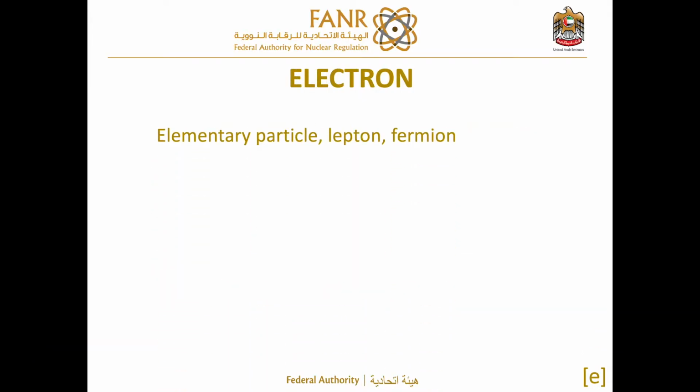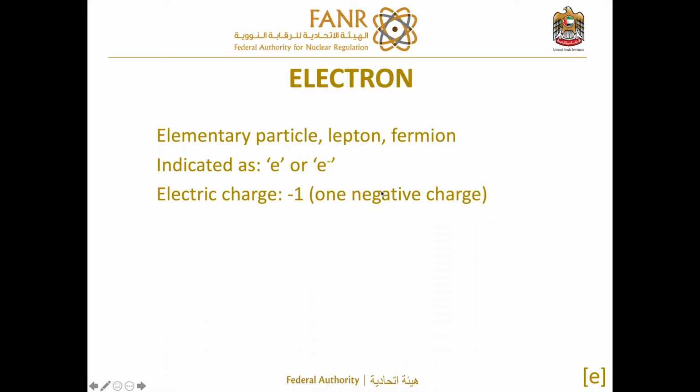Electrons are completely different. Electrons are elementary particles. They don't have an internal structure, and they obey different characteristics. They are leptons, and they are fermions as well. They are different particles than protons and neutrons. They are normally indicated as E or E minus to stress the fact that they also carry one charge, which is a negative charge in this case. Their mass, this is very important, is very small.